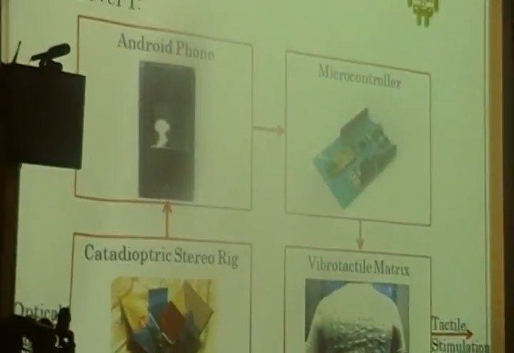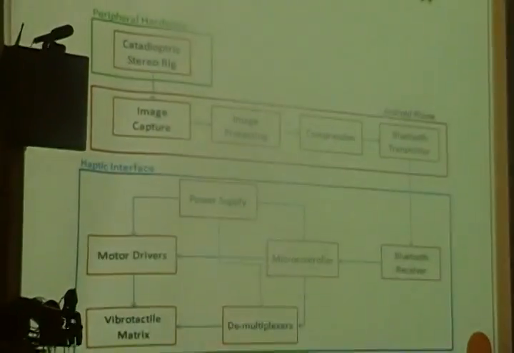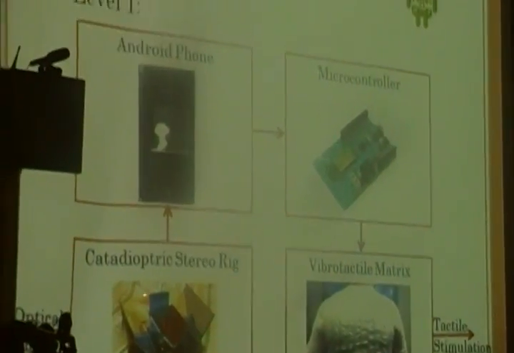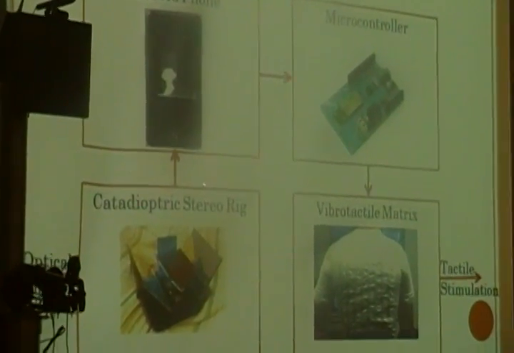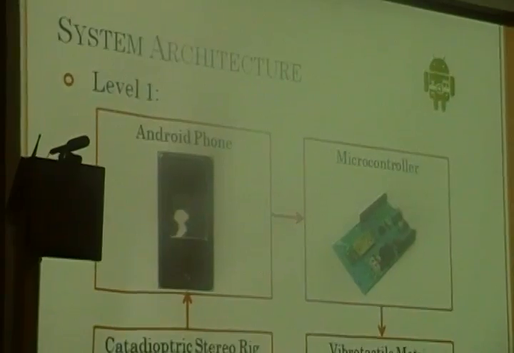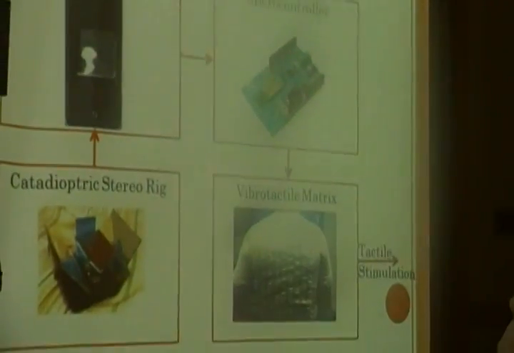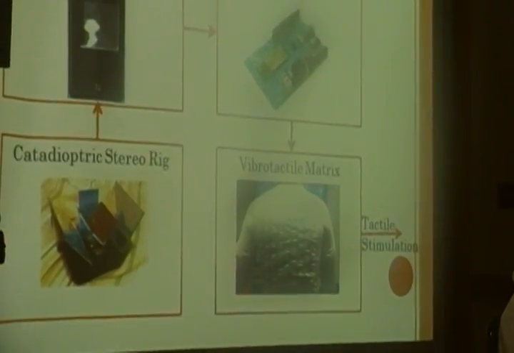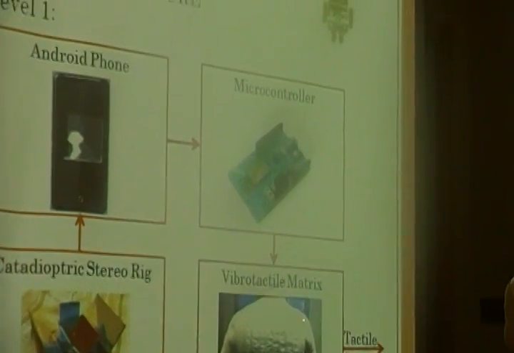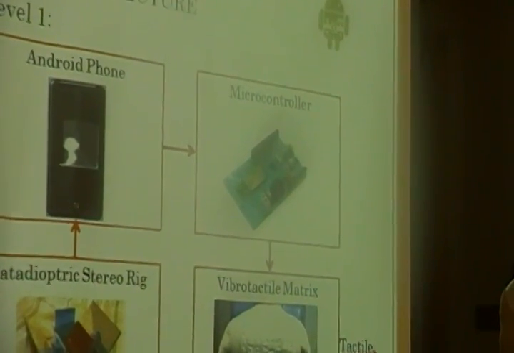All right, this is our level 1 system architecture. The catadioptric stereo rig captures a left and right image and then is processed by the Android phone, and that is sent to the microcontroller, and that is sent to our vibral tactile matrix, which gives the user a tactile stimulation.